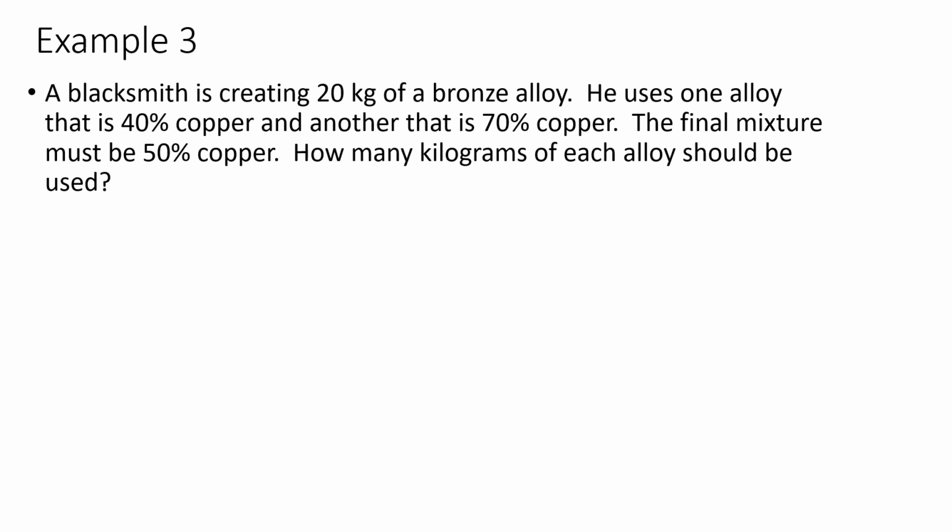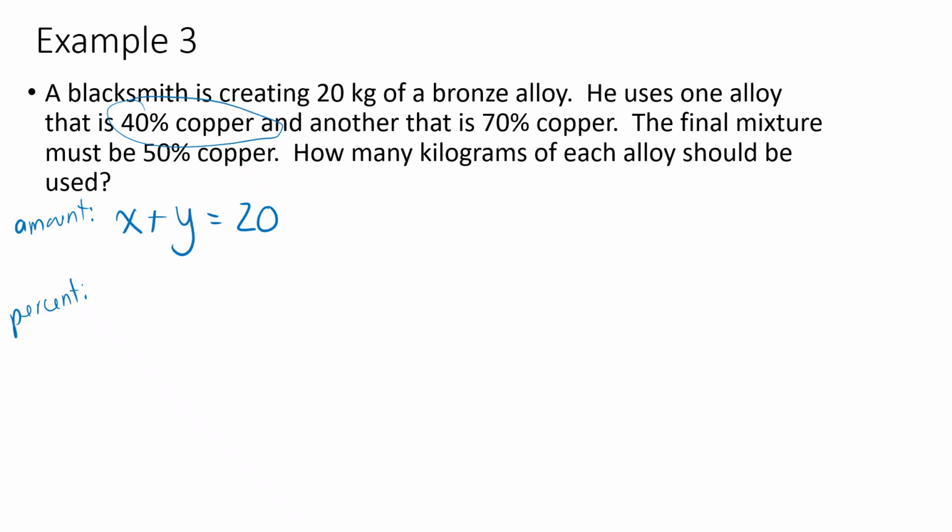We're just going to call them alloy X and alloy Y. And we know that the two alloys added together need to come to 20 kilograms. So we have one equation that has to do with the amount, and the other equation is going to have to do with what percent. Here's what we need to have. The first alloy, we'll call that 40%.